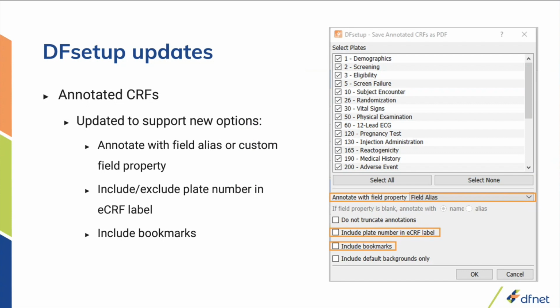The process for creating annotated CRFs in Setup has been updated to support some new options. In place of the field name, the field alias or a custom field property may now be used to annotate data fields by changing the selection under Annotate with Field Property. If a custom field property is selected, an additional option is available to specify whether the field name or alias is used when the custom property for a data field is blank.